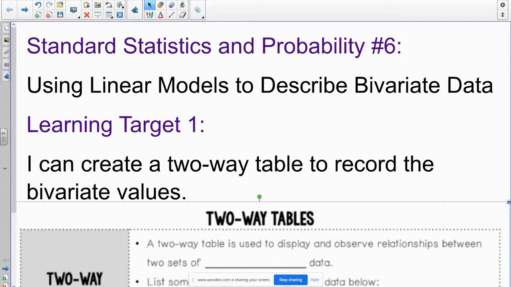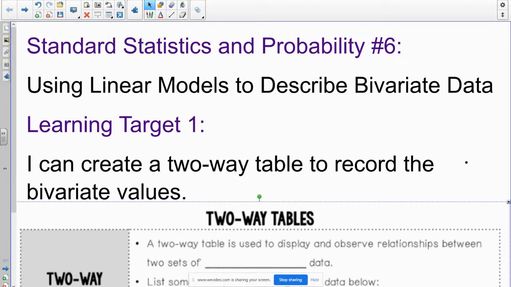Standards, stats, and probability number 6. The title of this is Using Linear Models to Describe Bivariate Data. We're going to look at learning target 1, which is I can create a two-way table to record bivariate values.